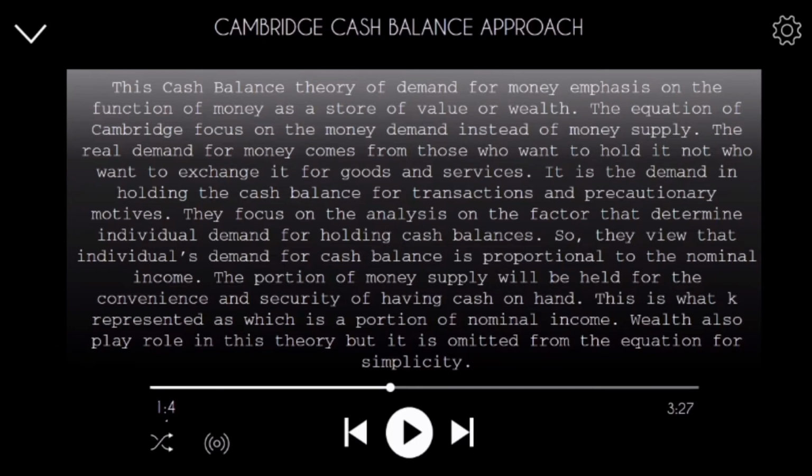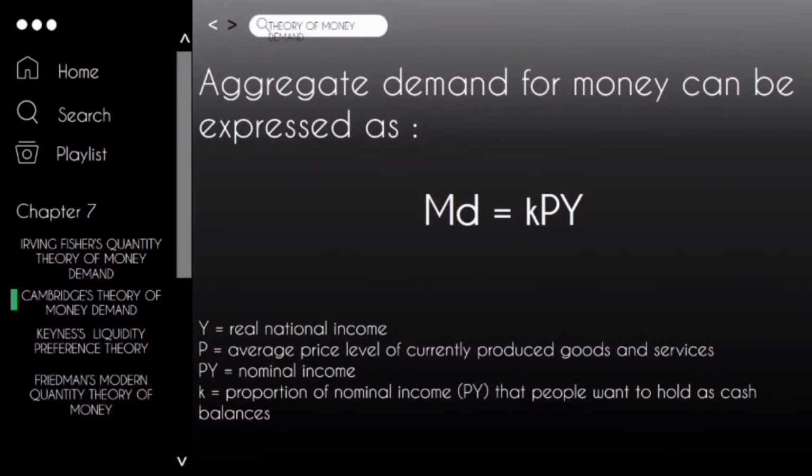The portion of money supply will be held for the convenience and security of having cash on hand. This is what K represents, which is a portion of nominal income. Wealth also plays a role in this theory, but it is omitted from the equation for simplicity. Thus, according to the approach, aggregate demand for money can be expressed as MD = KPY.